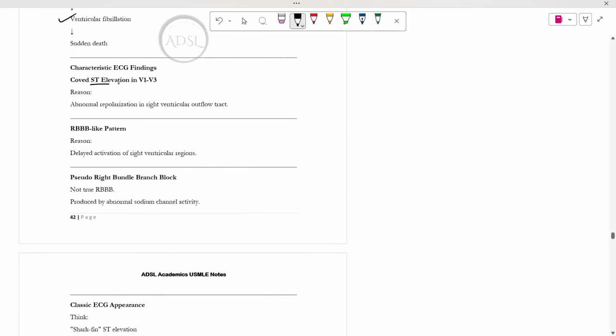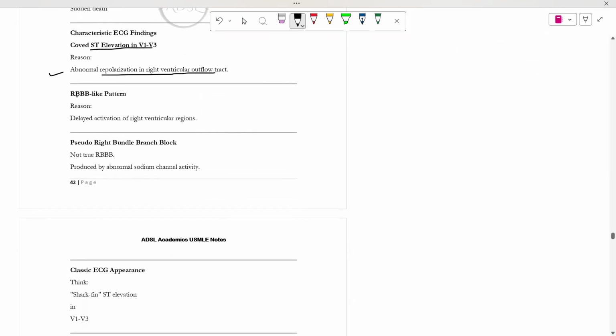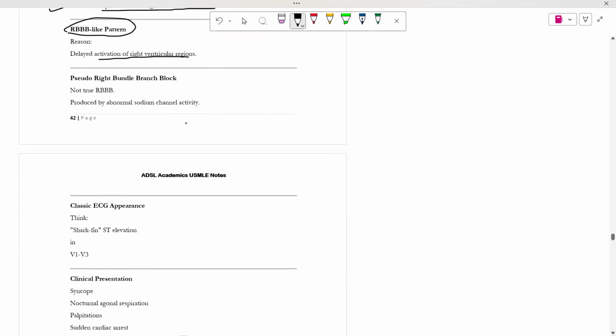So ST elevation in V1 to V3. Why? Because of abnormal repolarization in the right ventricular outflow. Similarly, there's going to be a bundle branch like pattern. Why? Because there is a delayed activation of the right ventricular region. Okay, that is what is going to happen.